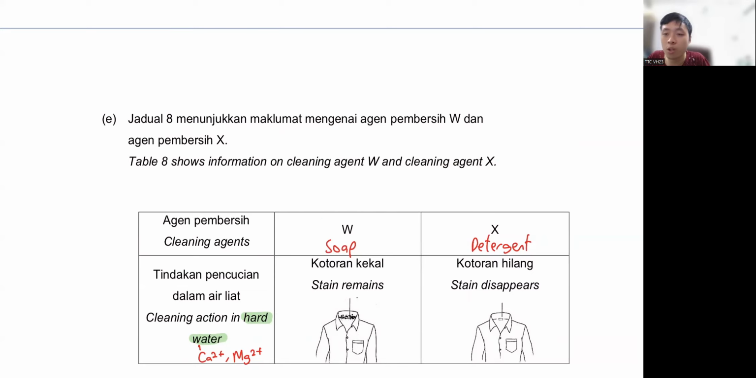So when you use soap you cannot wash off. Hard water is just like your mineral water, or the water in the sea, or the water in a swimming pool also. Then also the water in a well. So when you use soap, you cannot wash off the stain, any dirt. When you use detergent, everything disappears. You have to know the difference. Why can't the soap wash off?